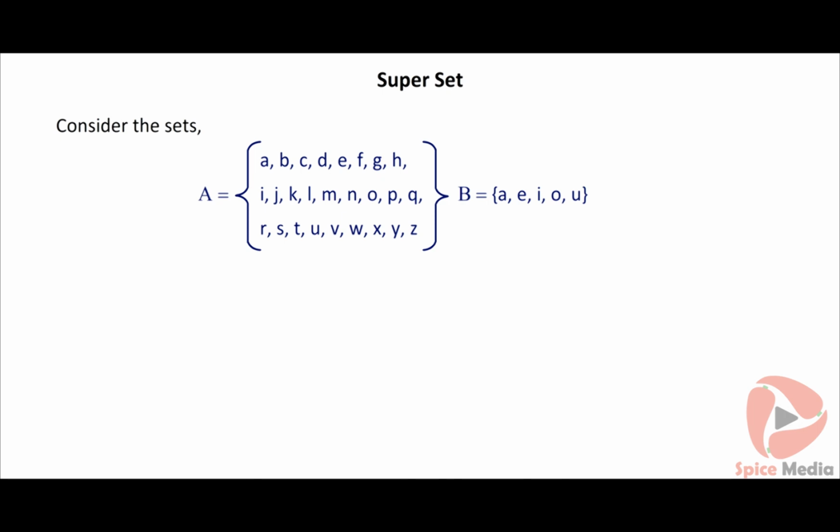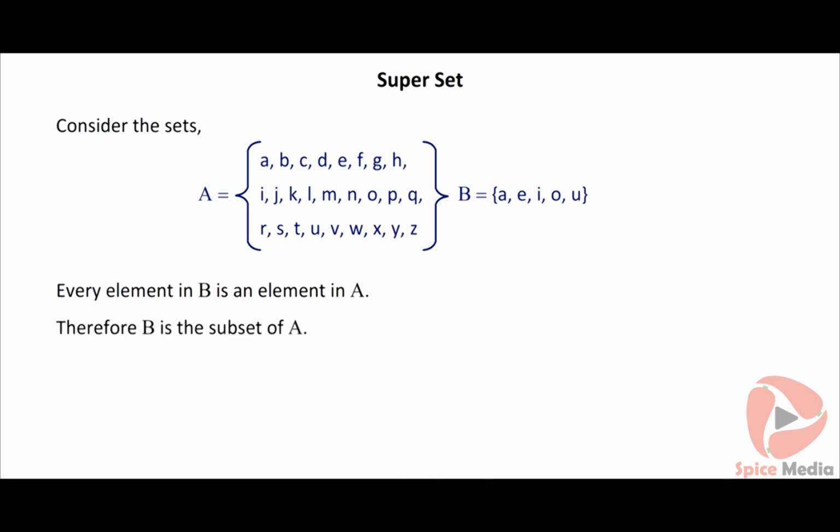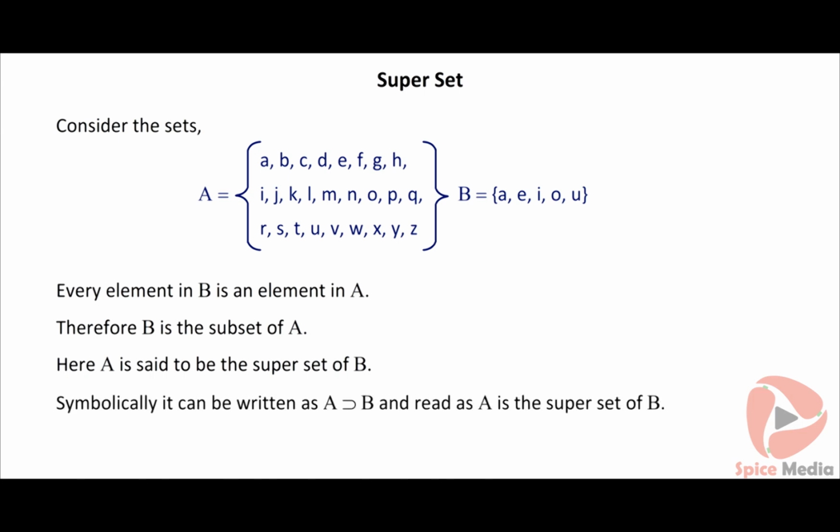Superset. Consider these sets A and B as shown. Here, every element in B is an element in A. Therefore, B is the subset of A. In other words, A contains every element of B. Hence, A is the superset of B. It is denoted as shown.